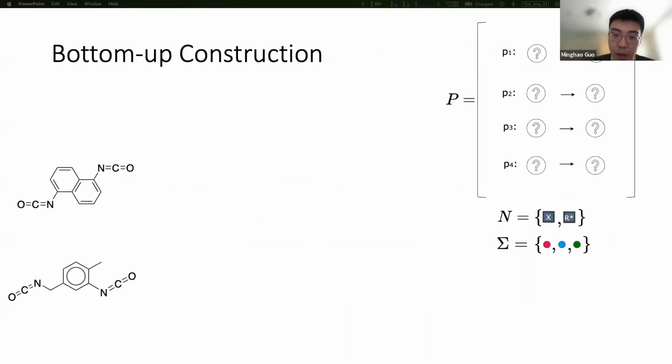But in our problem, we just deploy this bottom-up construction, and the input is a set of molecules, and also we need to fix the set of the non-terminal symbols and the terminal symbols. And the goal of the bottom-up construction is to construct a set of production rules from these inputs.